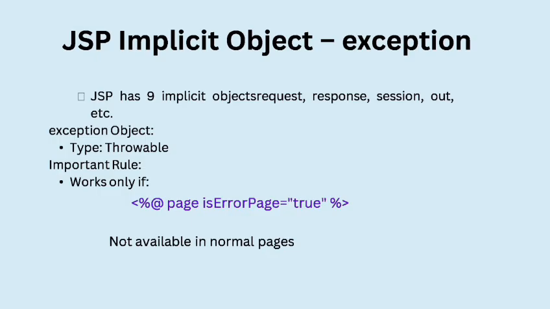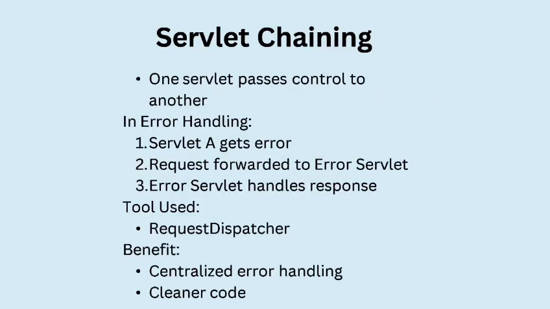JSP provides several implicit objects like request, response, session, and out. One important object is the exception object. It is of type Throwable and contains details about the error. However, this object is only available if we set isErrorPage to true. Without this setting, the exception object cannot be used.